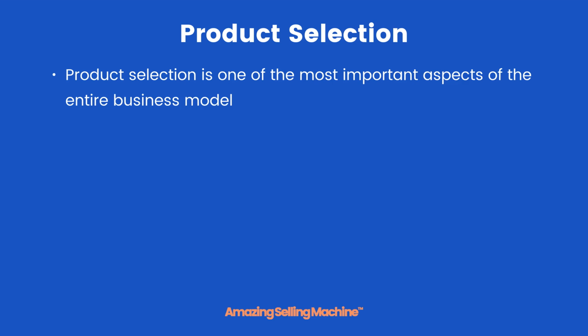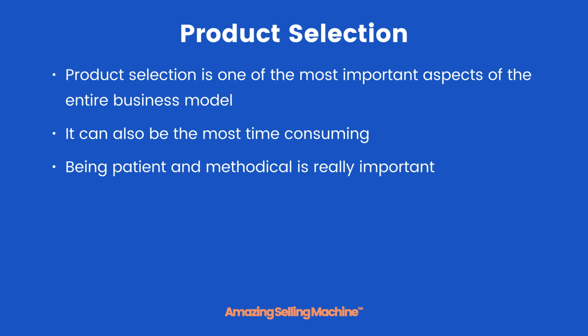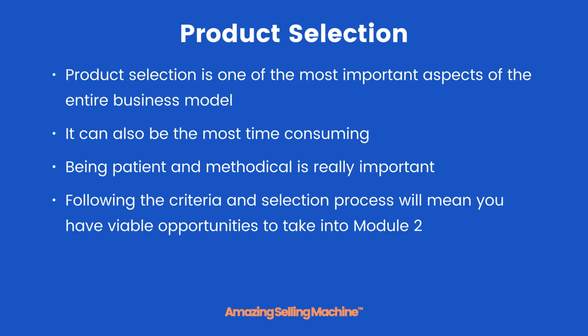Now it's important to realize that product selection is one of the most important aspects of the entire business model, but it can also be the most time consuming and frustrating. Being patient and methodical is really important. Following the criteria and selection process will mean you have viable opportunities to take into Module 2.